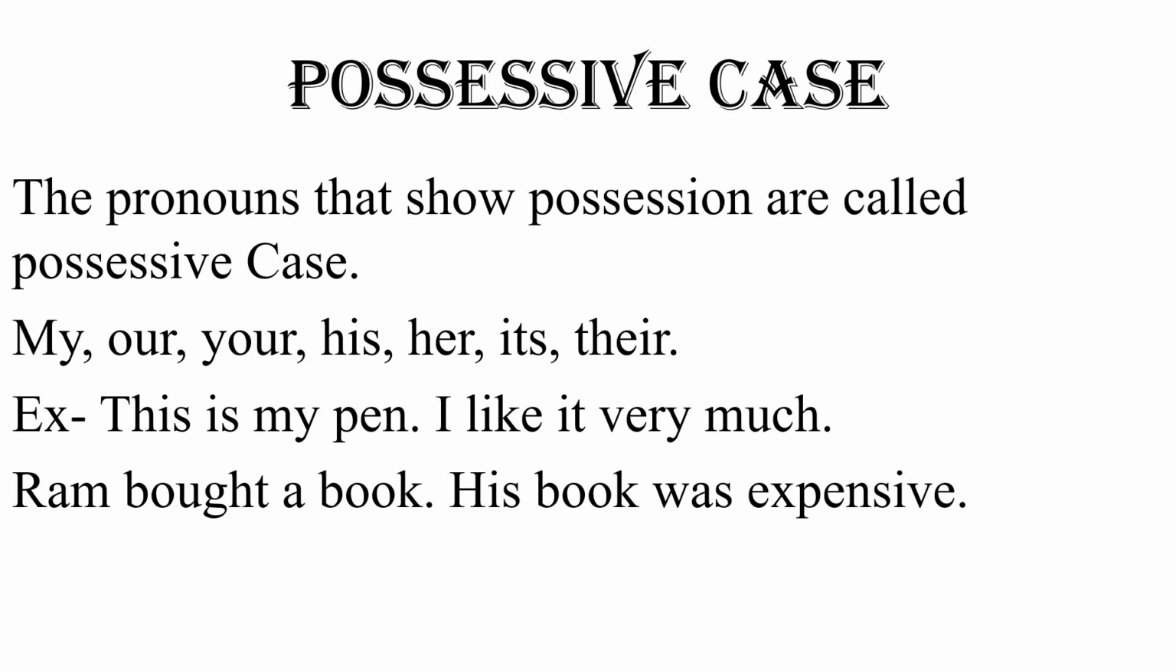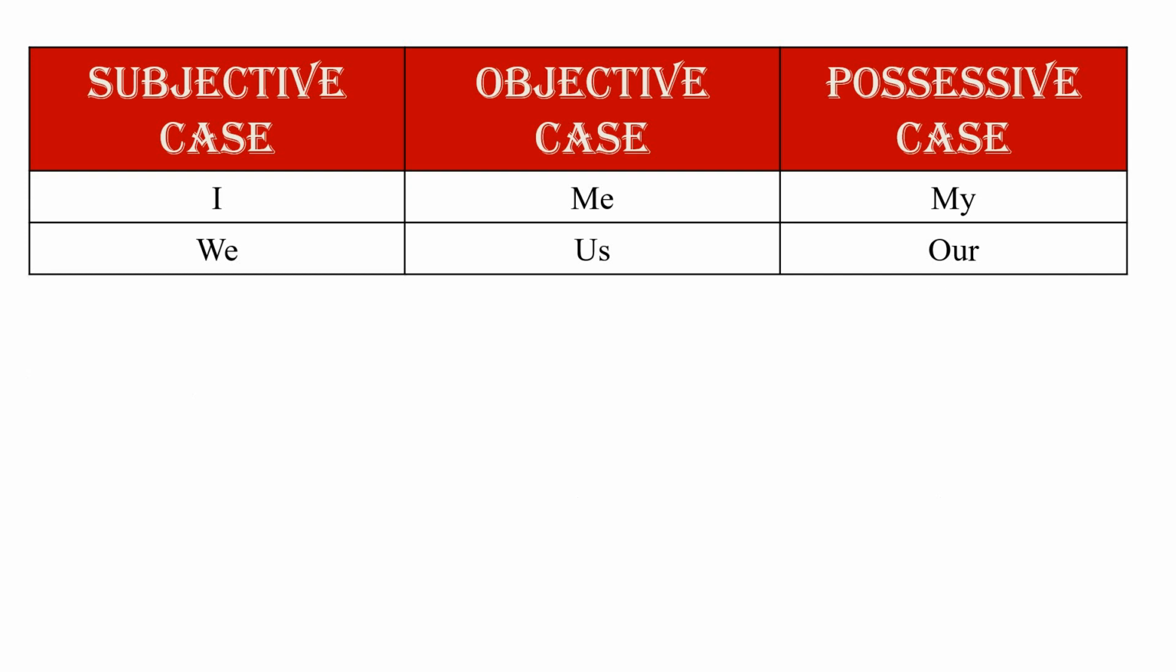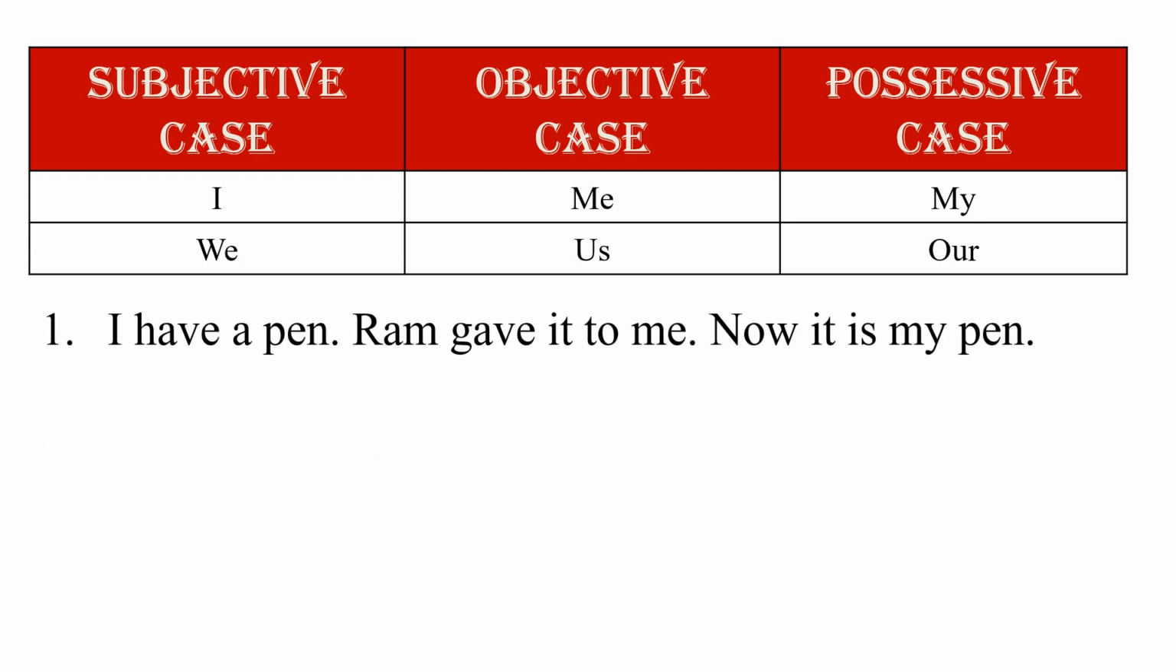Now have a look at this chart. Subjective case, objective case and possessive case. Read it carefully. The objective case of I is me and possessive case is my. The objective case of we is us and possessive is our. Let's clear it by an example. I have a pen. Ram gave it to me. Now it is my pen.